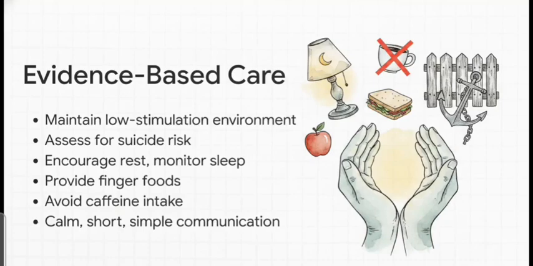So, once you've assessed, what do you actually do? To stabilize a manic patient, you need to immediately create a low-stimulation environment. Dim the lights, turn down the noise. You have to actively protect them from their own impulsive behaviors. And here's a pro tip. Manic patients rarely sit down long enough to eat a meal, so you must provide high-calorie, nutritious finger foods, things they can eat while pacing the halls. Cut out caffeine entirely. And behaviorally, set firm, rock-solid limits using very calm, short, and simple communication. Don't argue with them, just state the boundary.